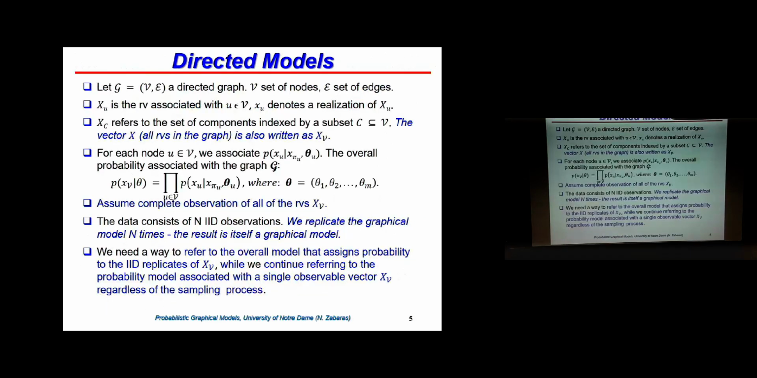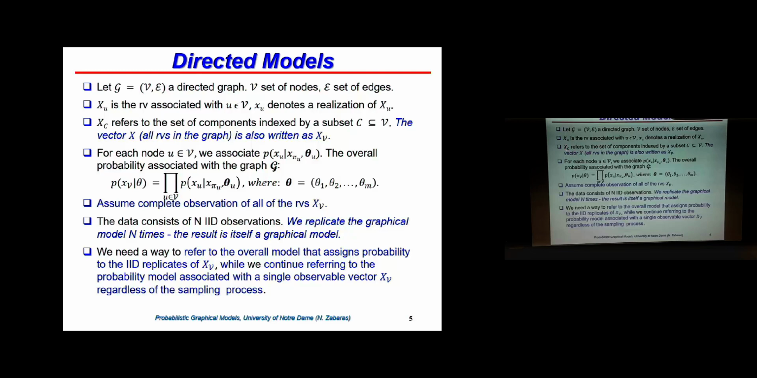So because I'm going to need the notation in the context of Markov random fields, let's introduce these notations for directed models. So we have a graph G. This is the number of nodes, the number of edges. XU is a random variable affiliated with a node U in the graph. Little xu is a realization of capital X of U. Capital X with subscript C is basically the random variables affiliated with a subset C of the nodes, all right? And this will be a very useful, important notation today.